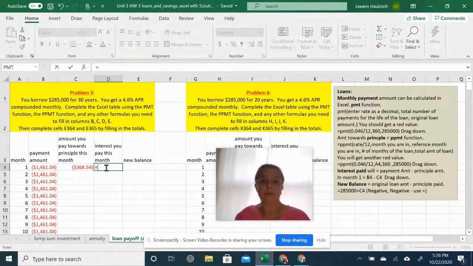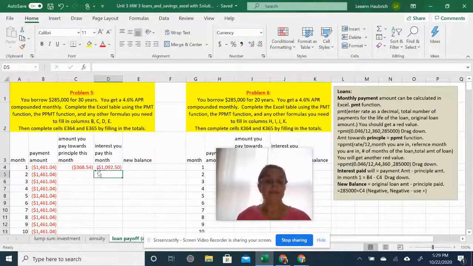Well, we're going to start with the equal. We're paying this amount every single month. If I take off the part going towards principal, so I'm going to do subtraction, the amount towards principal, this is the interest. So notice it was mostly interest.